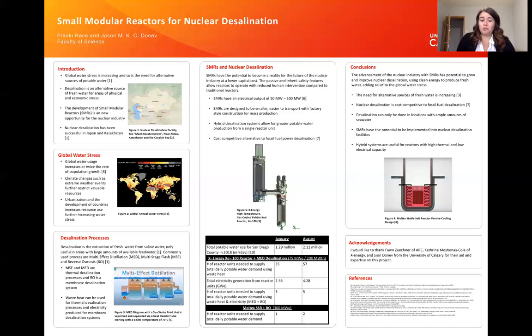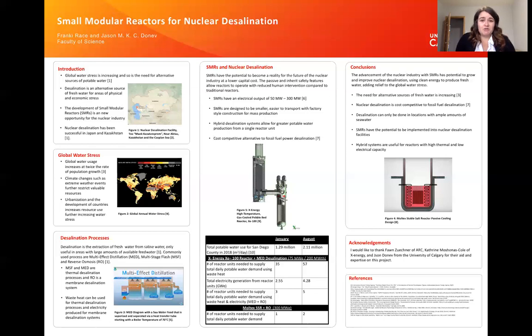So looking at the total potable water use for San Diego County, it varies. In January, they require 1.29 million meters cubed of fresh water per day. And in August, they required 2.11 million meters cubed of water per day. Looking at the XE100 reactor with the multi-effect distillation process, it would require 35 reactors in January and 57 reactors in August to supply the total potable water demand.